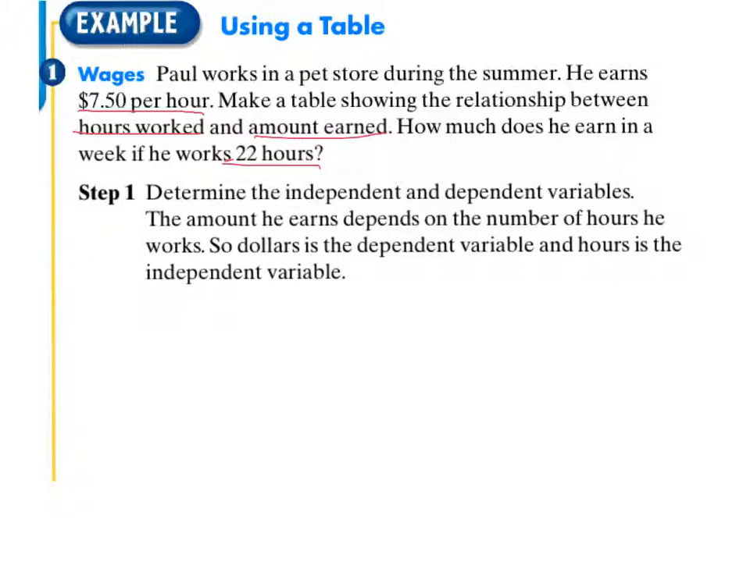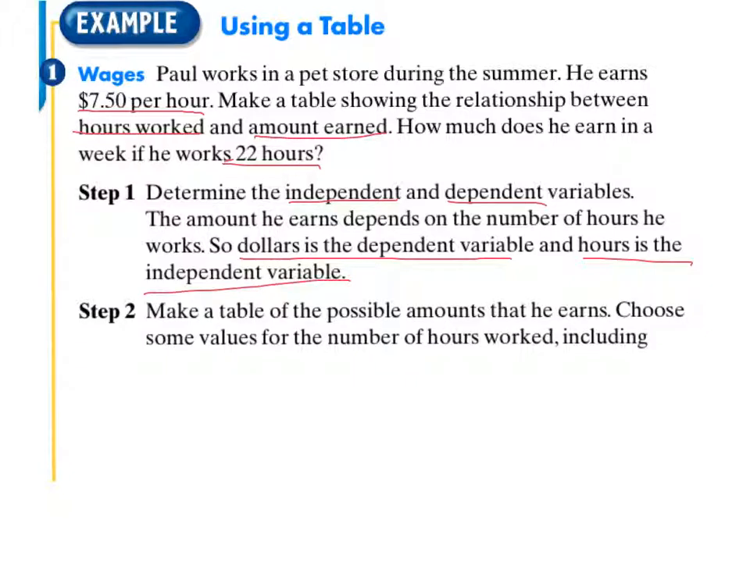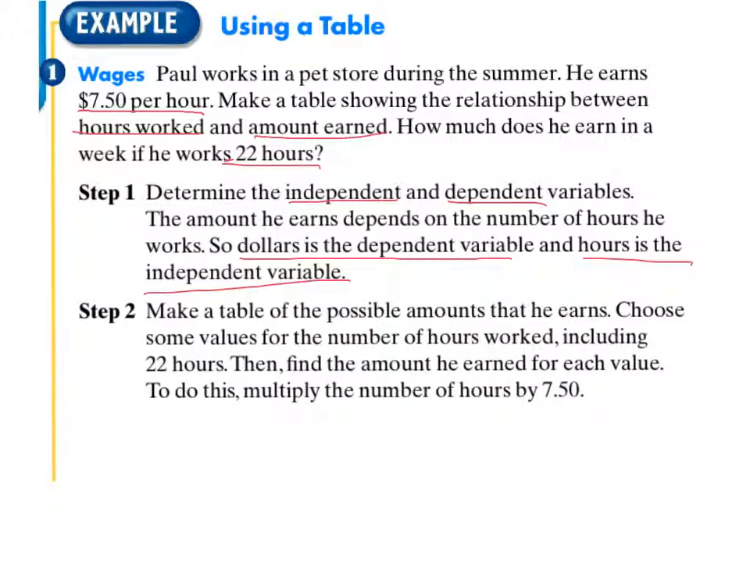First, we need to determine the independent and the dependent variables. The amount he earns depends on the number of hours he works. So dollars is the dependent variable and hours is the independent variable. Then we're going to make a table of the possible amounts that he earns. Choose some values for the number of hours worked, including 22 hours, then find the amount he earned for each value. To do this, multiply the number of hours by 7.50.